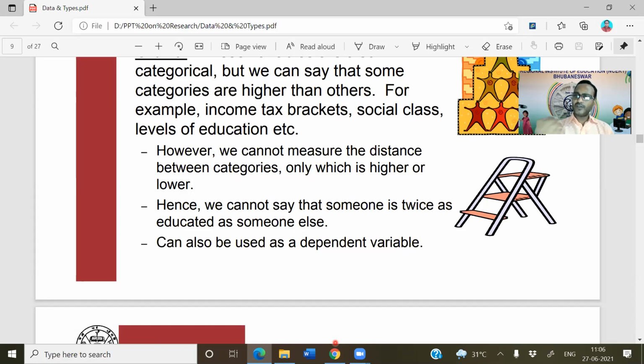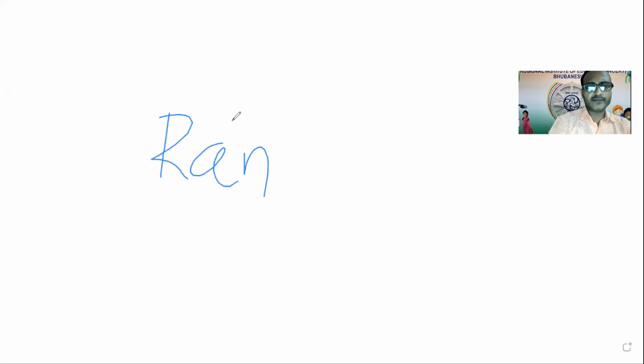Similarly, when your data is in ordinal scale, you can use a rank order correlation. Rank correlation, generally we say. In case of ordinal data, if you want to calculate the correlation, then you can go for rank order correlation.